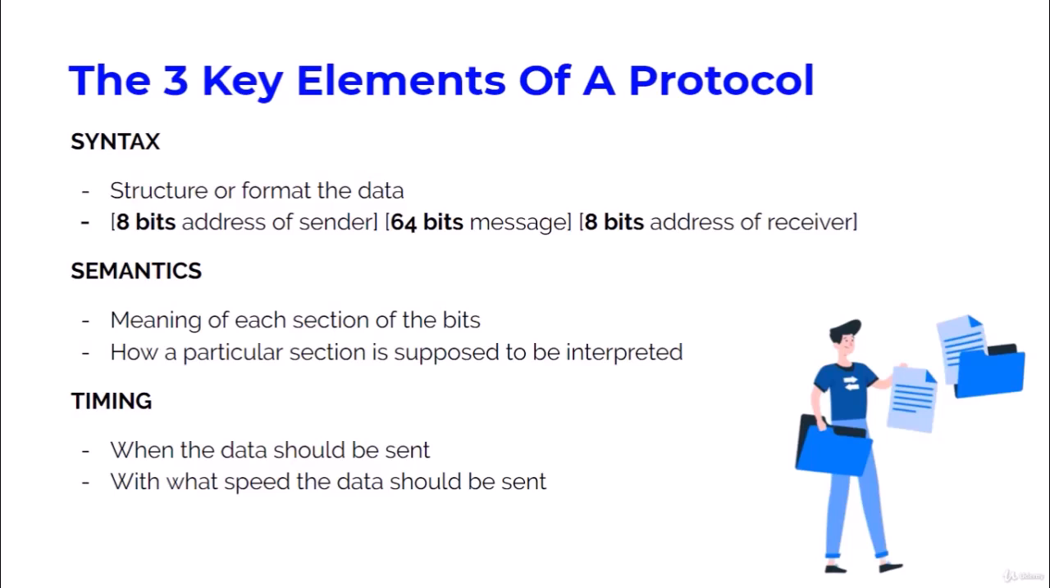And the last one is timing. The term timing refers to two characteristics: when data should be sent and how fast it can be sent. For example, if your internet service provider produces data at 100 Mbps but your mobile device can only receive or process data at 1 Mbps, the transmission will overload and some data will be lost.